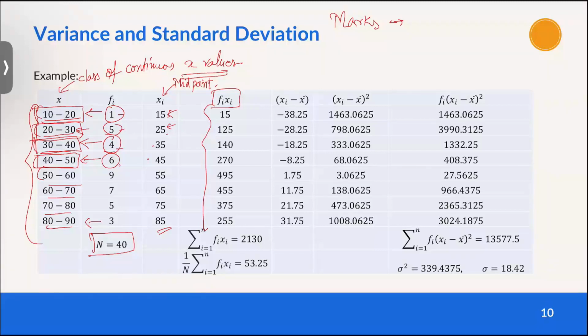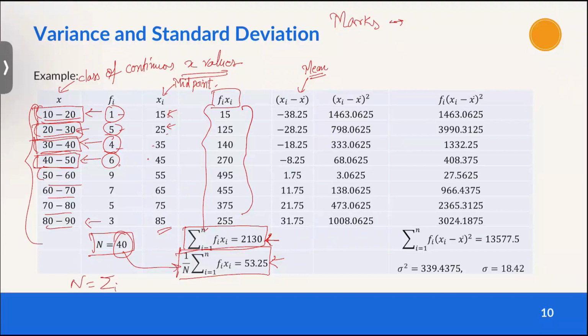Now what do we do? We calculate the mean because we need the mean here, right? For the mean, we will calculate the sum of fi xi and then we will divide it by n. So what is the sum of fi xi? It is 2130. If you add these numbers, you can take some time and add them, you will see that it comes out to be 2130. And when you divide it by 40, the sum of the frequencies, this n is actually the sum of the frequencies.